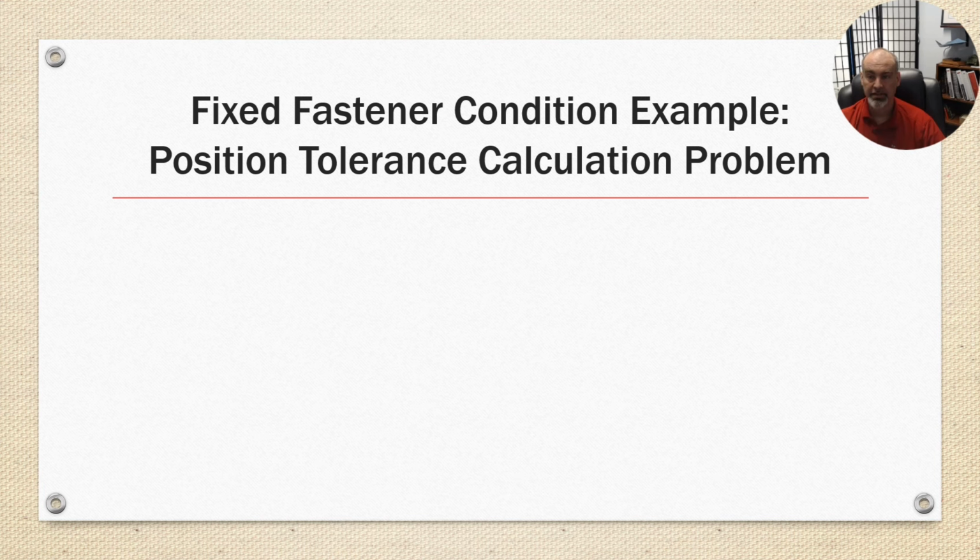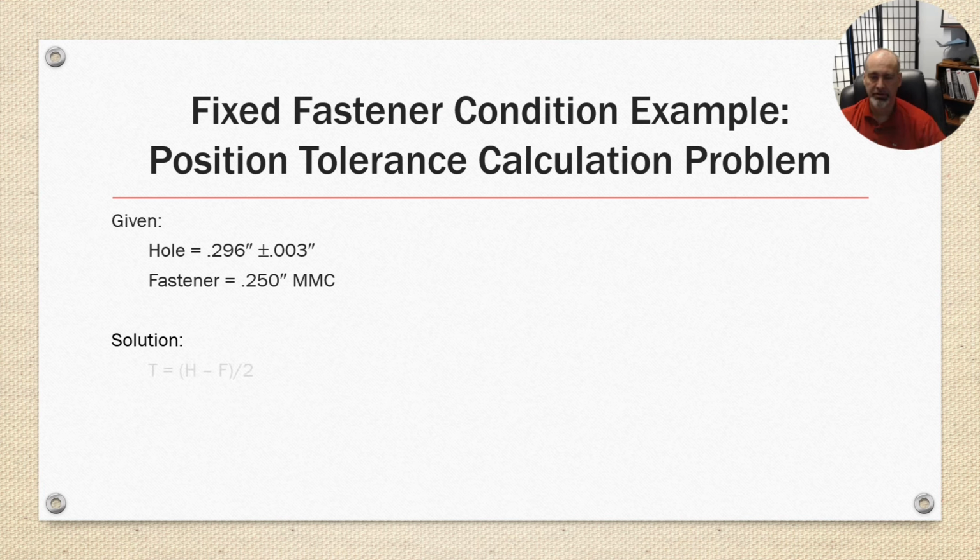Okay, fixed fastener condition example, position tolerance calculation problem. So we're given the problem of a hole that's 296 in diameter, and our tolerance on that hole is plus or minus 3 thousandths, and our fastener is 250 thousandths at maximum material condition, so it's a 1/4 inch diameter fastener.